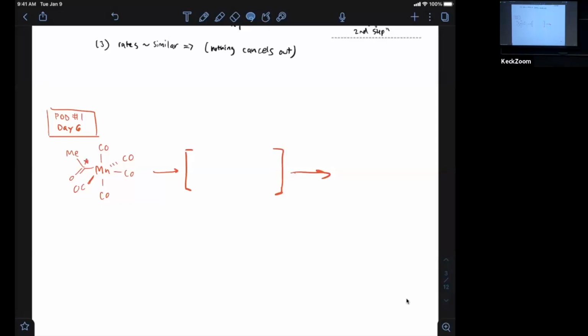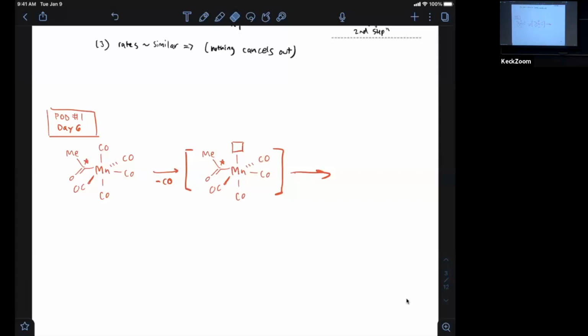Okay, what do we think here, Annabelle? One of the carbon. Okay. Which one? Not the one trans to it. So we have, yeah, that's a good way to describe it. We have, as Annabelle pointed out, four equivalent COs and one inequivalent CO. So losing any of these is equivalent to the four equivalent ones. Fine. Okay, and then what will happen next?